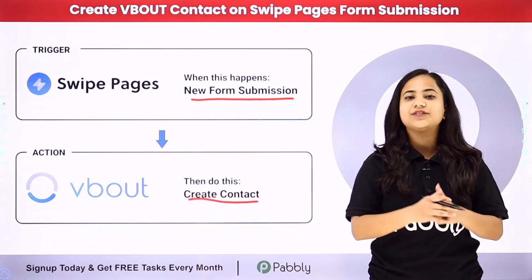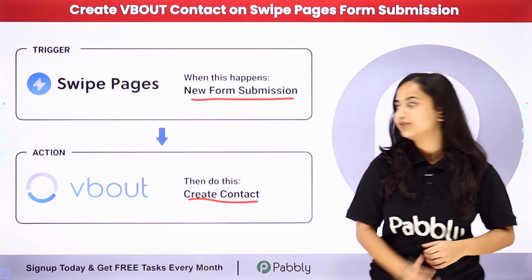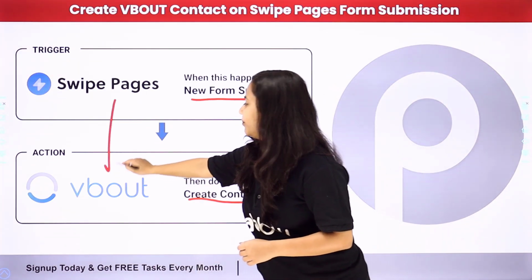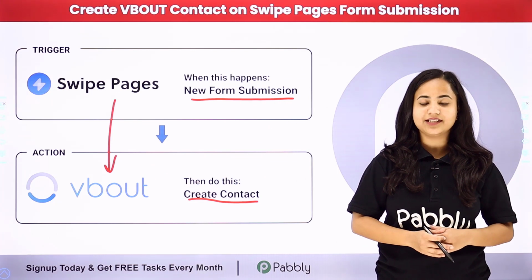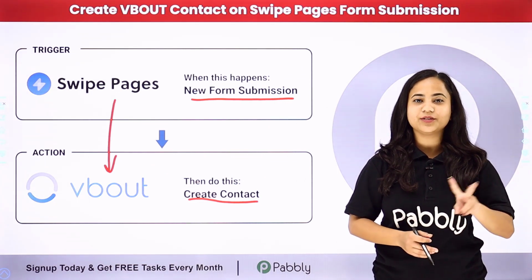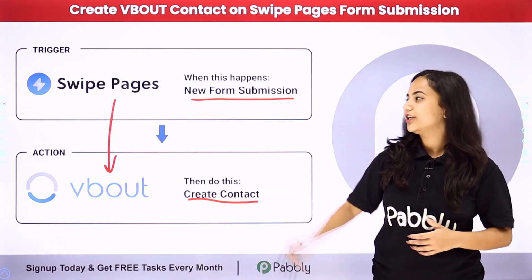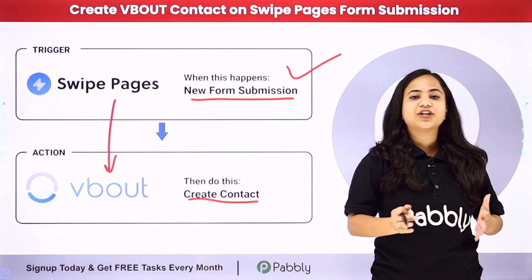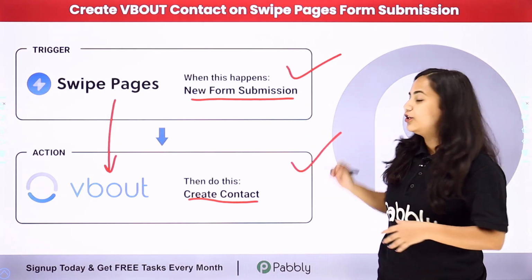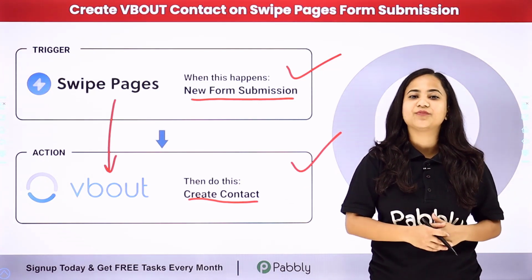And for that, I'm simply going to create a connection between swipe pages and VBOUT with the help of Pabbly Connect. Pabbly Connect works on two principles. First is trigger and second is action. Here my trigger application is swipe pages and my action application is VBOUT. To learn how to do this, let me take you to my screen.